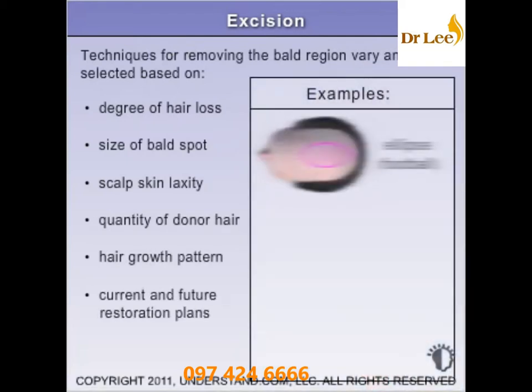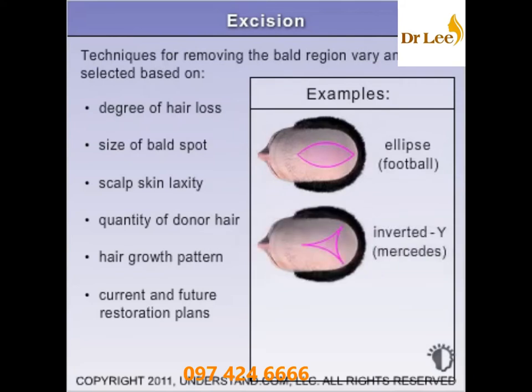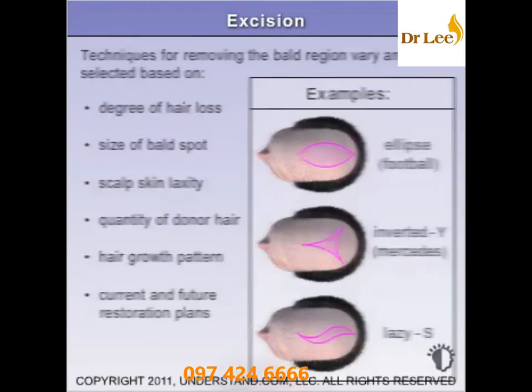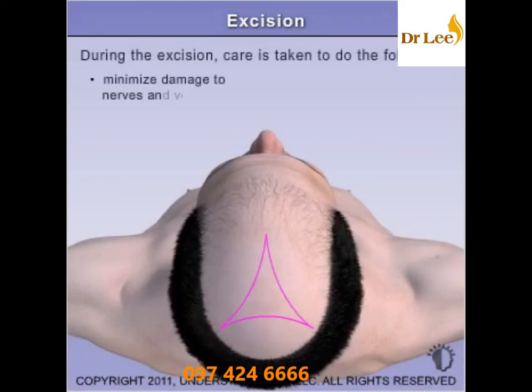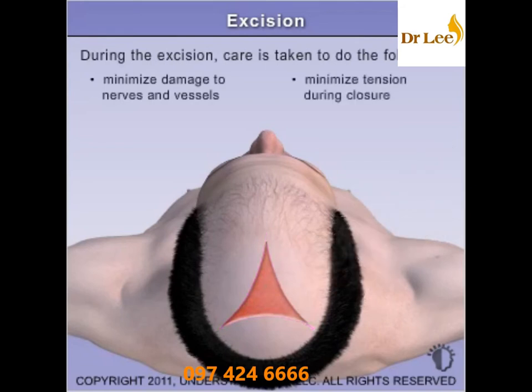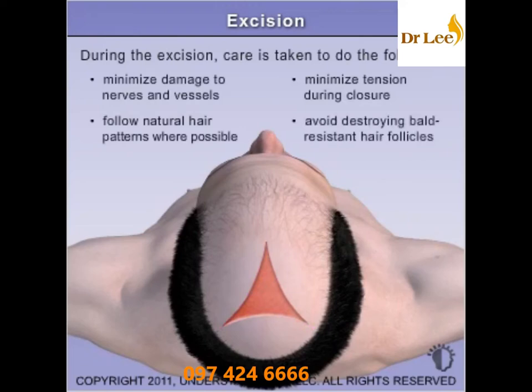Specific patterns such as an ellipse, U-shape, inverted Y-shape, crescent, or what is known as the lazy S are among the most frequently chosen. After a local anesthetic is administered, the incisions will be made to remove the desired width of tissue. Excision is done in such a way as to minimize damage to nerves and vessels, minimize tension on the scalp during closure, follow natural hair orientation patterns where possible, and avoid destroying bald-resistant hair follicles.